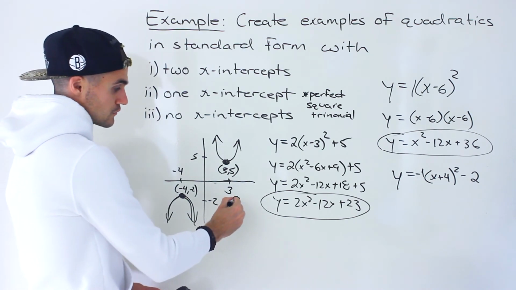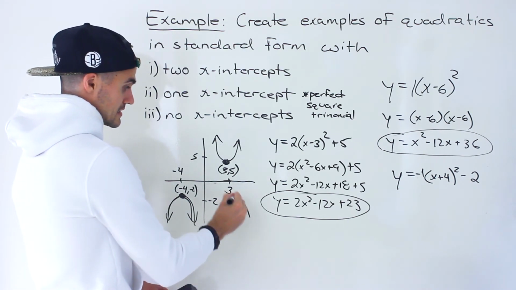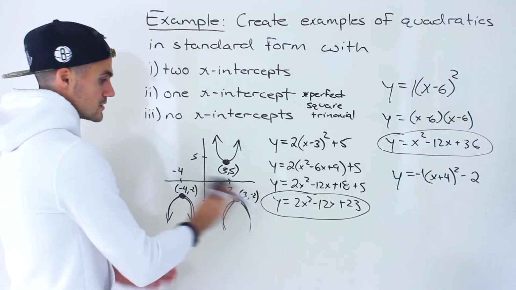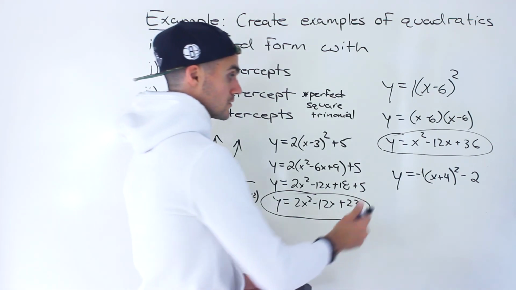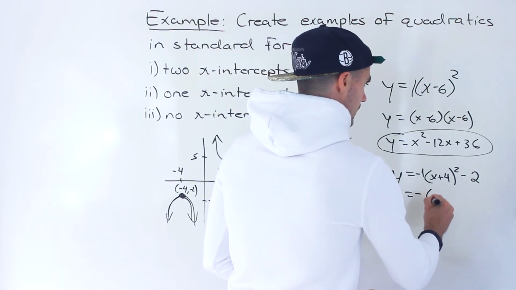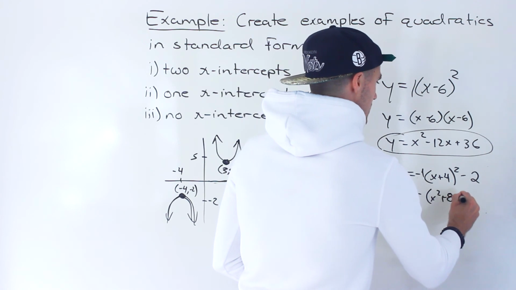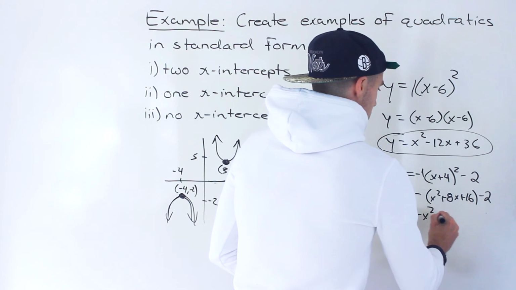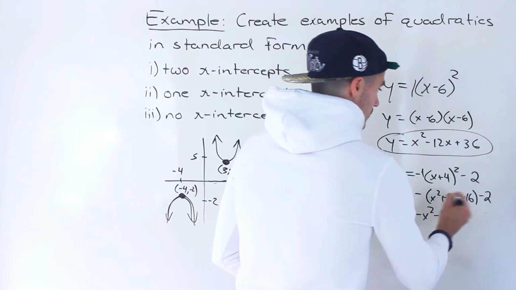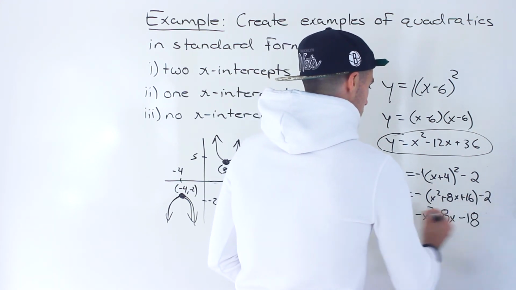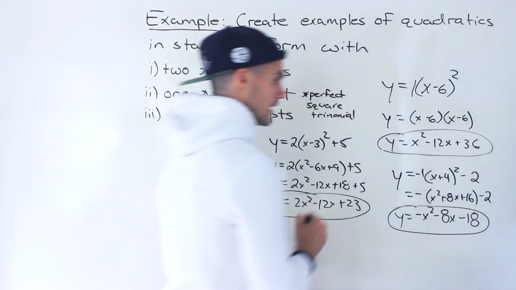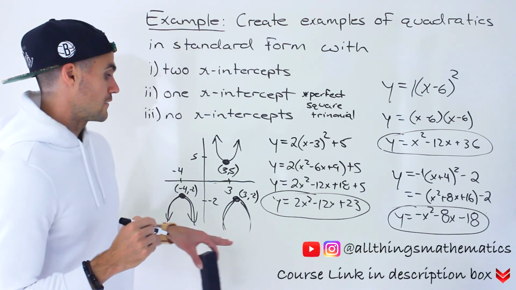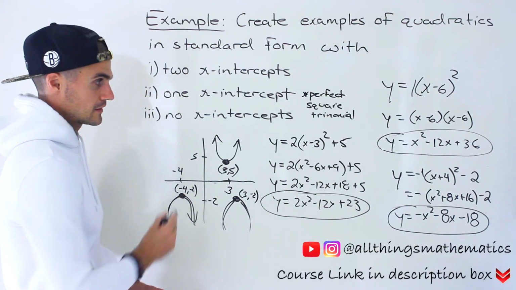You could have also maybe picked a vertex over here, like, let's say 3 and -2, right? Make sure that it's opening down. Infinite amount of combinations. So here, what would happen? -(x + 4) squared - 2 gives -x squared - 8x - 16 - 2, and then distribute the negative inside the bracket. You'd end up with -16 - 2, which would give us -18. So there is an example of another quadratic in standard form that would have no x-intercepts. It would look something like that.